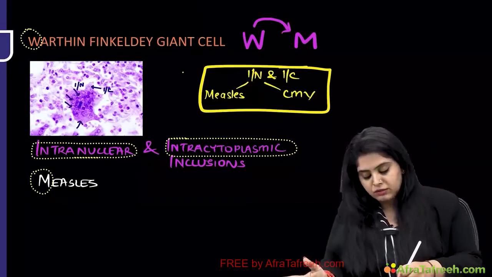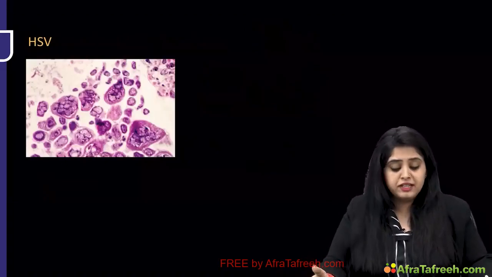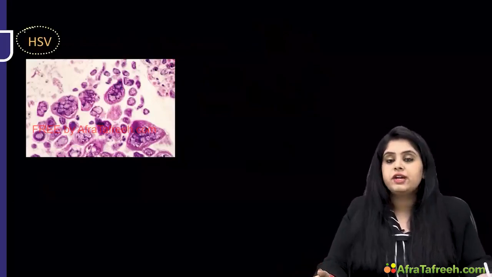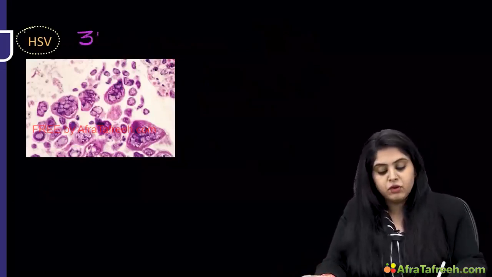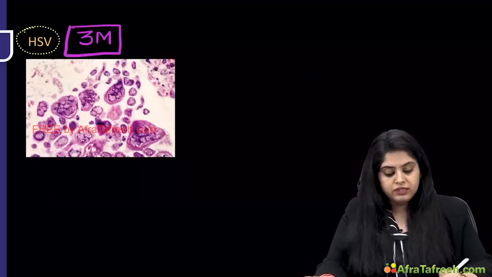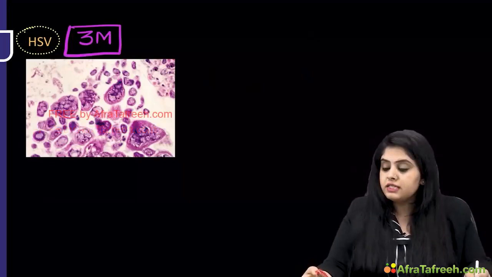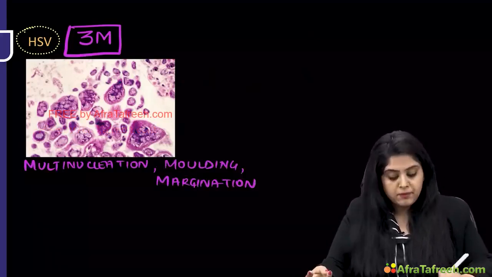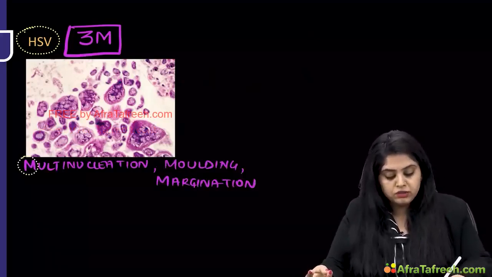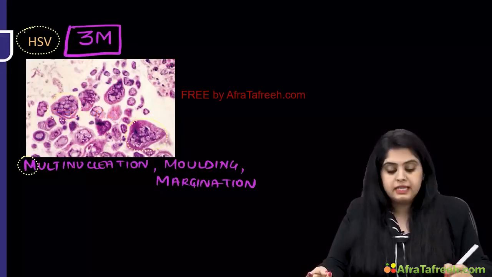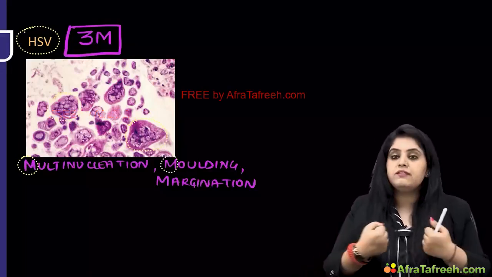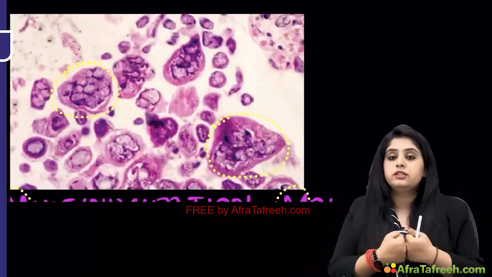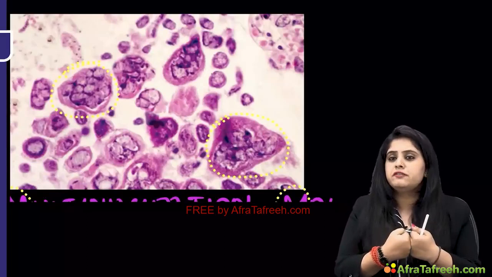So the owl eyes are also done. Coming to the last giant cell, which will be very important again in microbiology, and that is the herpes giant cell. Remember, the herpes giant cell follows 3 M's. What are the 3 M's that it follows? Multinucleation, molding, margination. M for multinucleation: you can see lots and lots of nuclei over here. Then you will see molding. All the nuclei will be fitting into each other. So look, they are all trying to fit into each other. They're not separate. They're like pushing each other, fitting into each other.